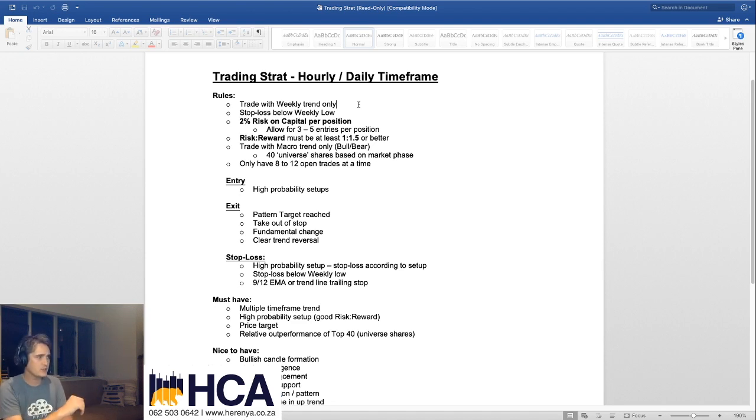So okay, trade with the weekly trend only. Stop loss below the weekly low. 2% risk on capital per position. Allow for 3 to 5 entries per position. So I'm taking less than 2% risk per trade. So interesting things to consider. Risk reward must be greater than 1 to 1.5. Trade within the macro trend, the universe stocks only. Whatever your base rules are for your trades. Okay, so these are the things that you absolutely cannot break.